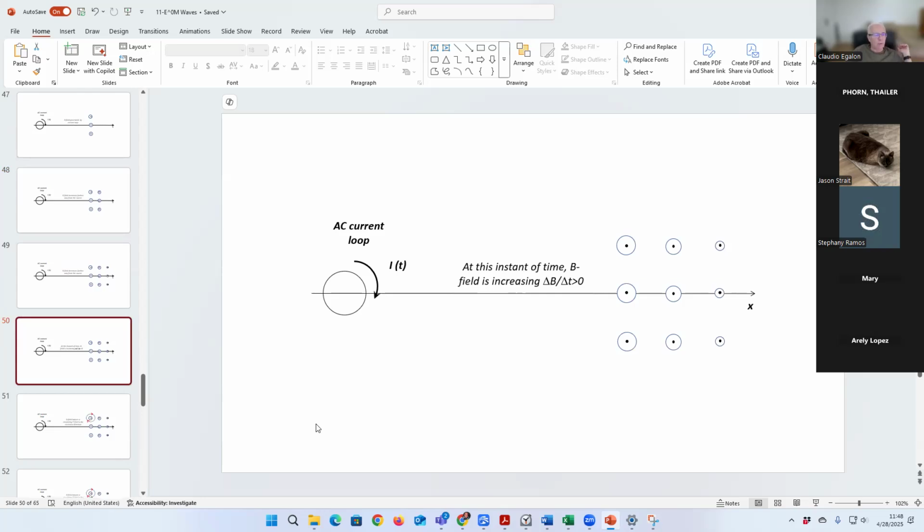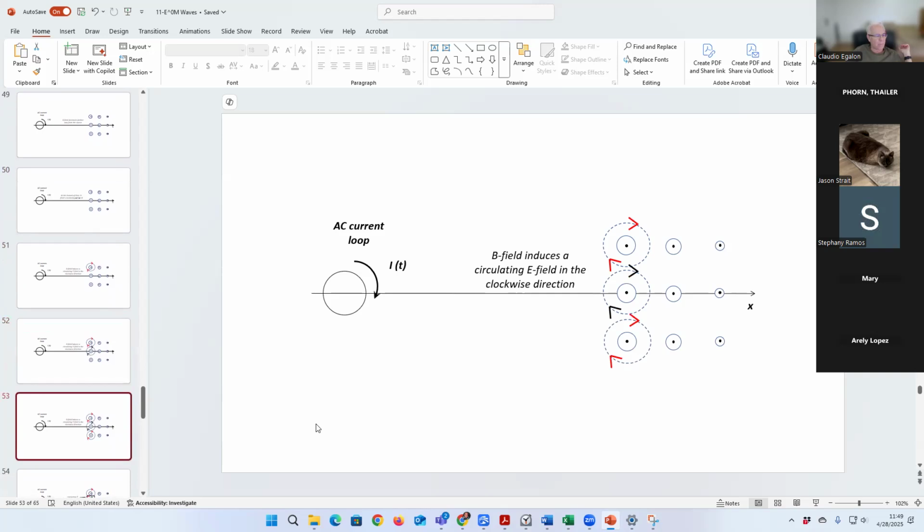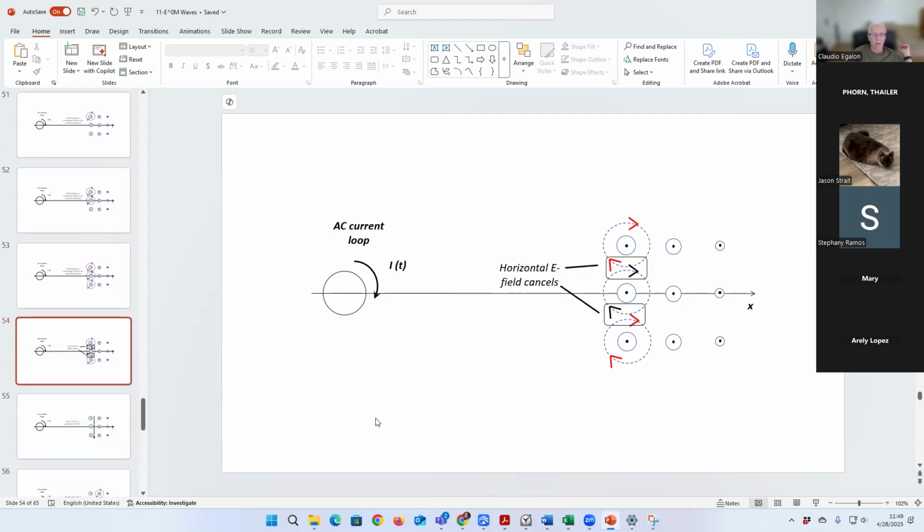But each magnetic field line is also going to induce an electric field line around it. Okay? That's what you have here. See the red arrows? Not only at the top, but in the middle and the bottom, circulating around the magnetic field lines. But note that the electric field here is going to cancel out with this other electric field here. Horizontal E field cancel.